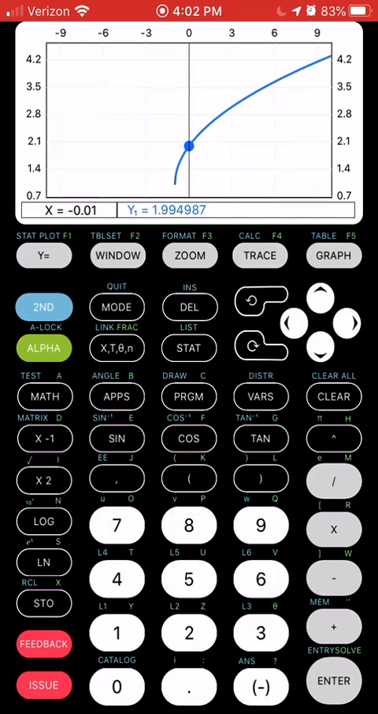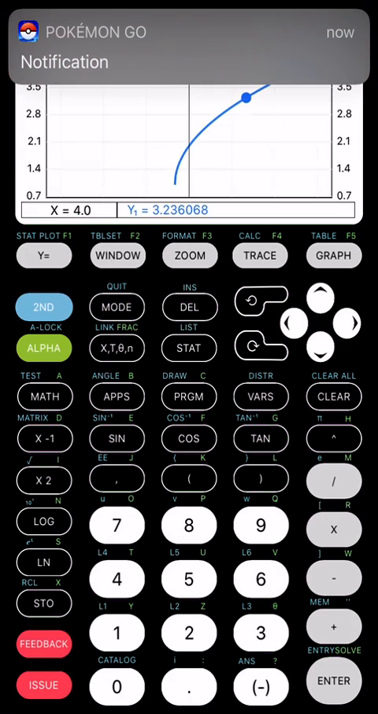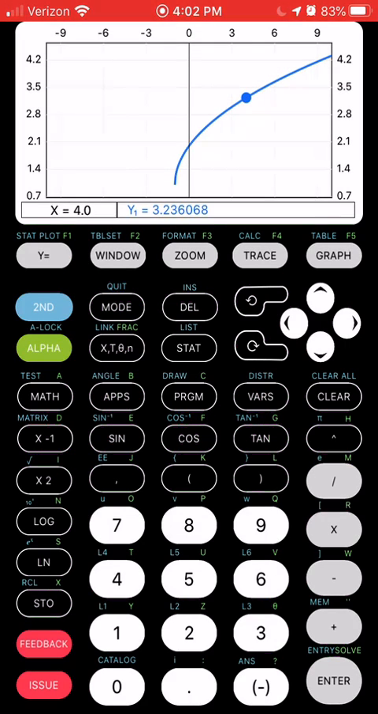Also, the dot on the calculator, the point on the screen, is the point that you just were talking about. For example, if I typed in a 4, there we go. We are at the point 4, 3.236.